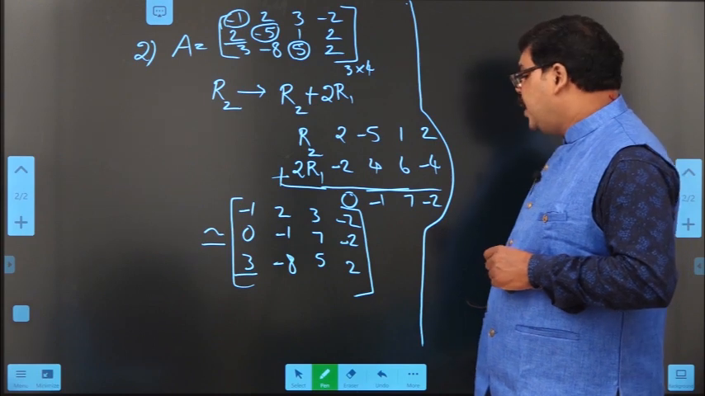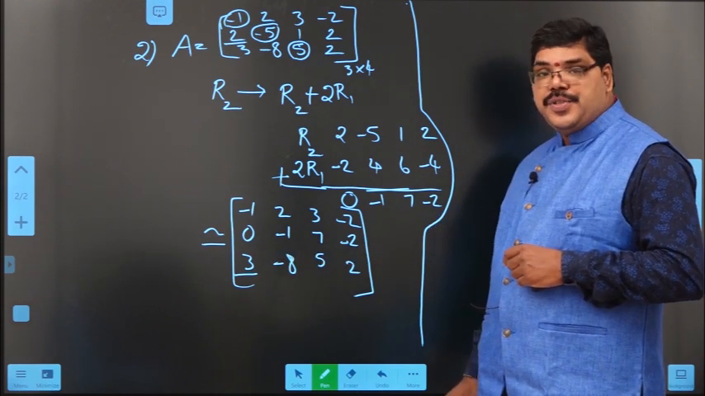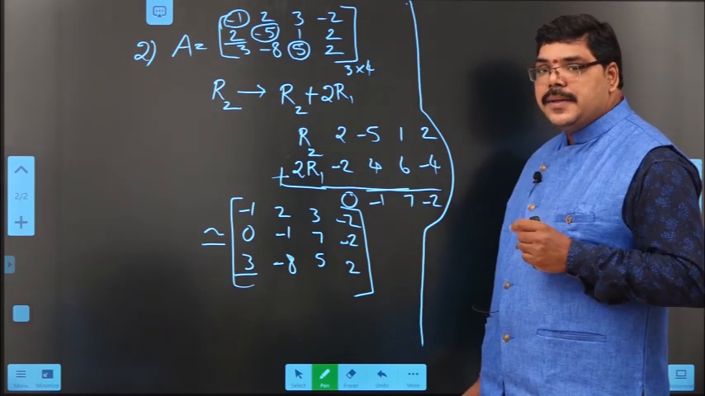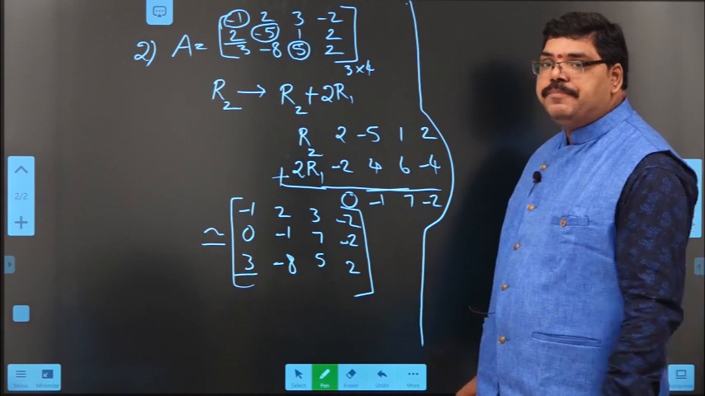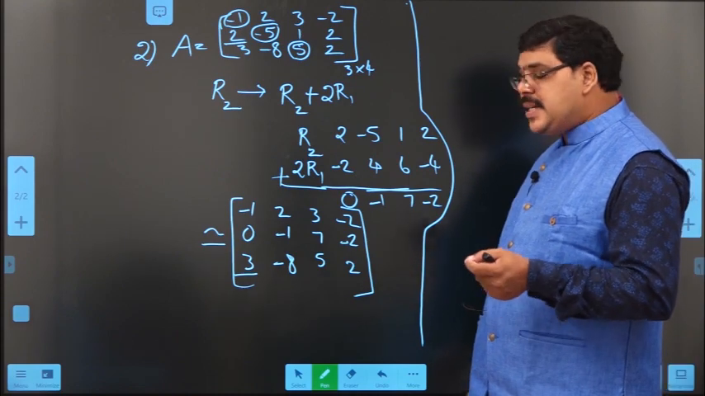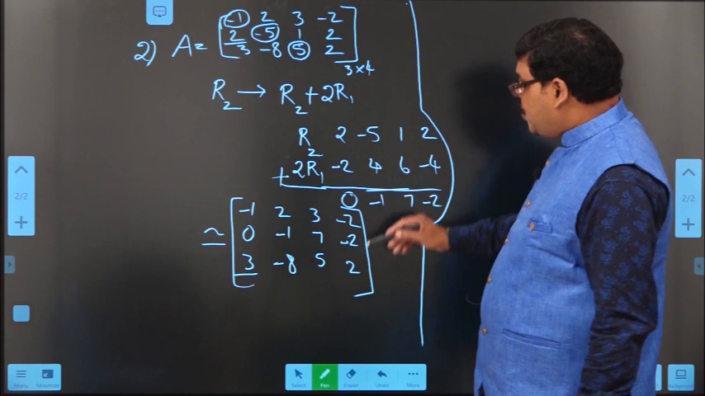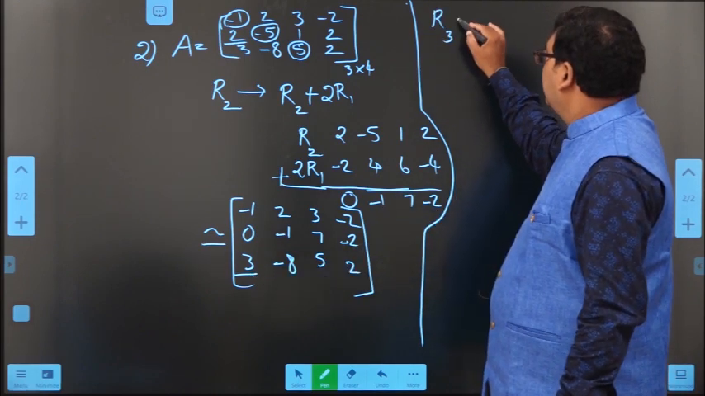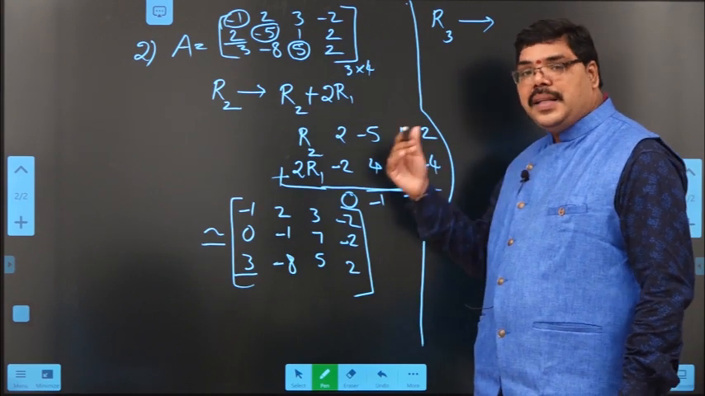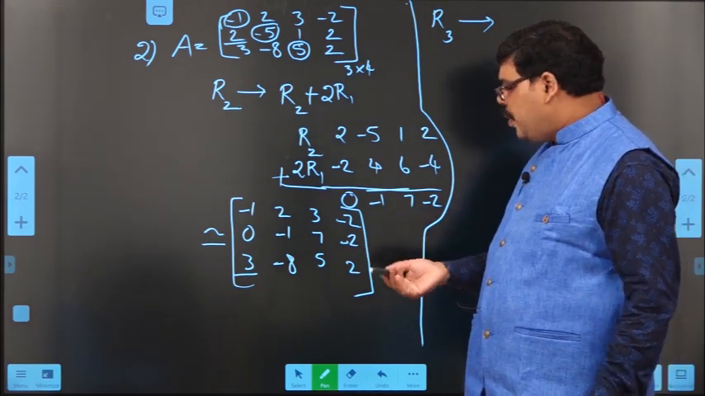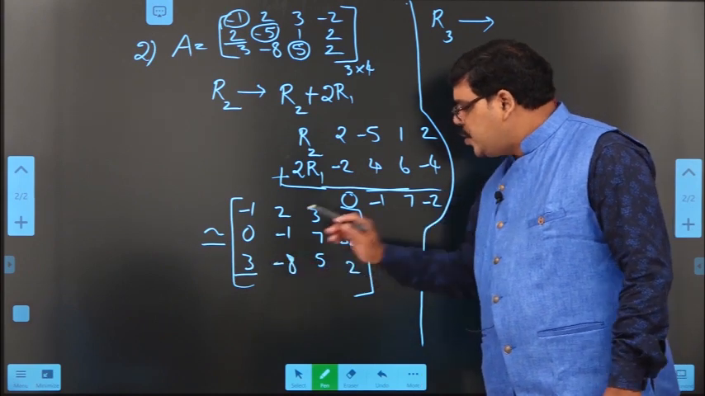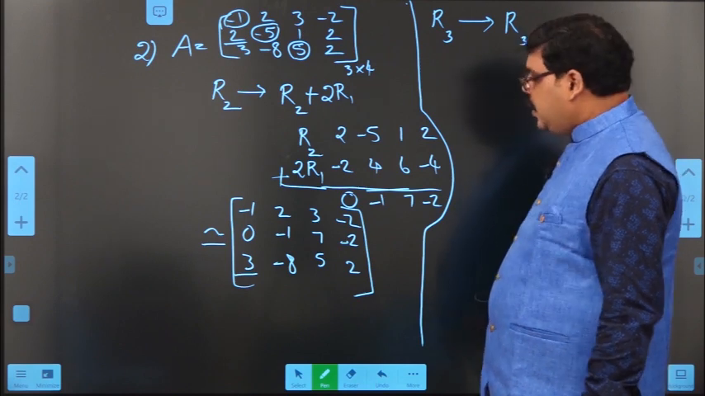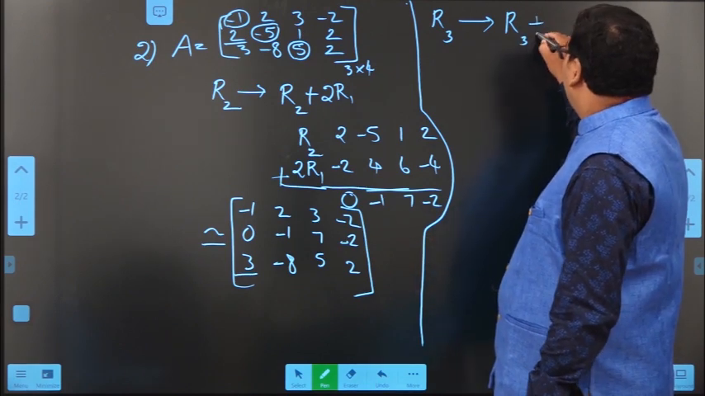Again, the element which I want to convert into 0 is in the first position. As it is in the first position, we have to use the first diagonal element. That means the first diagonal element is there in R1. So this element is in R3. So I am changing R3, to make this into 0. What will be the suitable row operation? R3 plus 3R1.